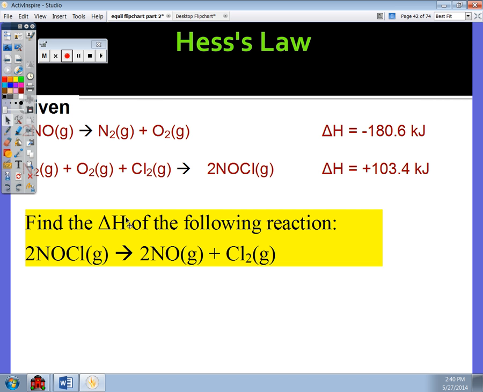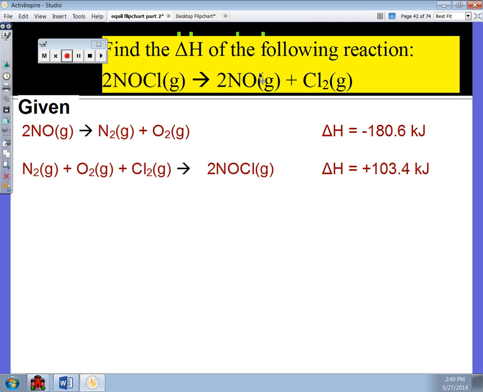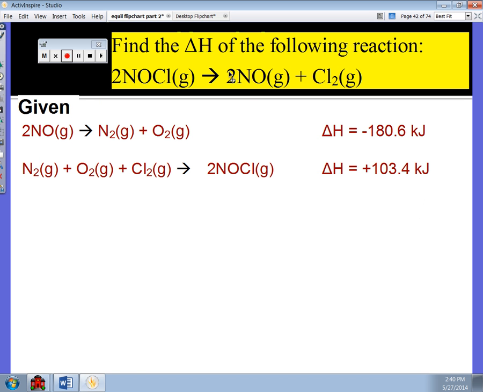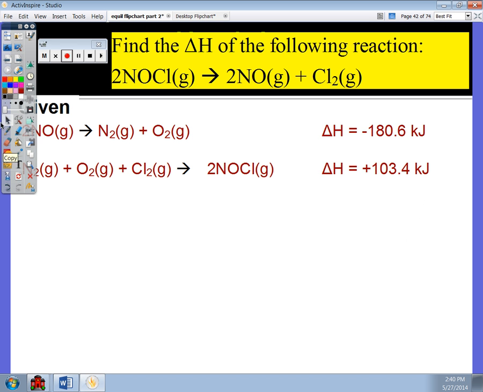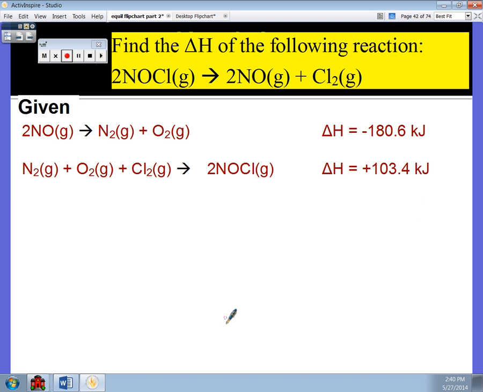I'm going to move this up here to the top. This is our target equation. This is what we're trying to find out. These are equations that we've been given. We know them from previous experiments, but they're not necessarily in the order we want them to be in. Let's start at the beginning.